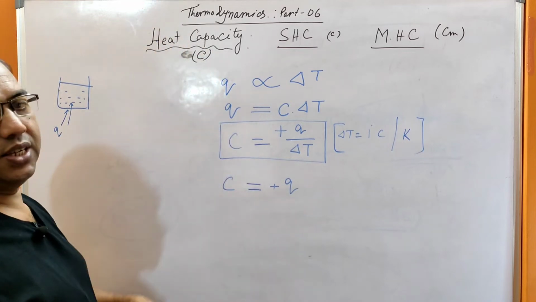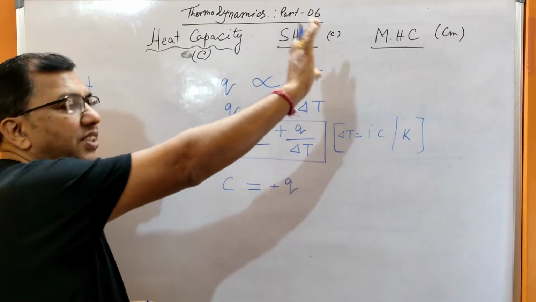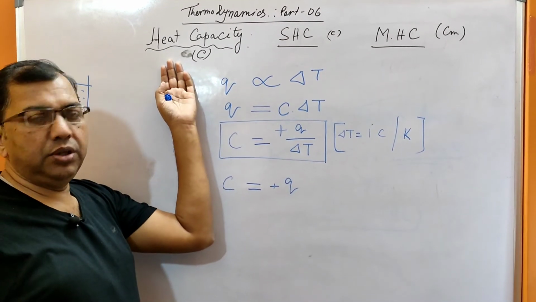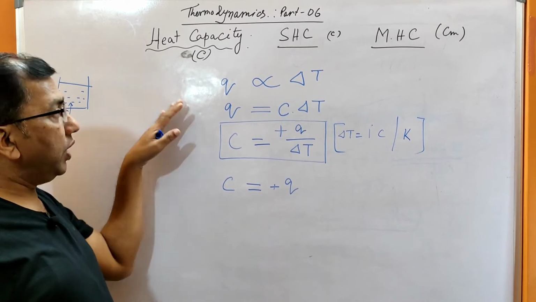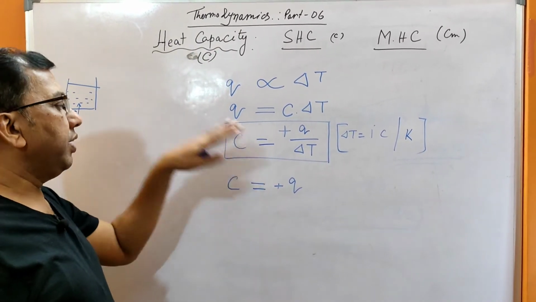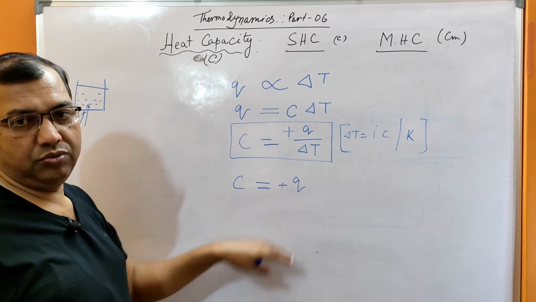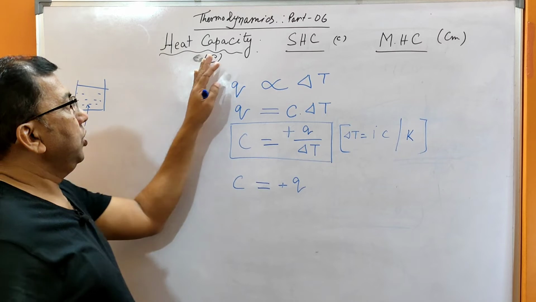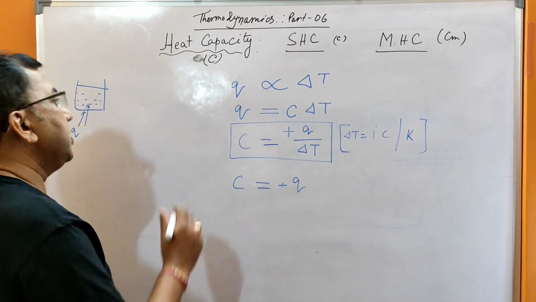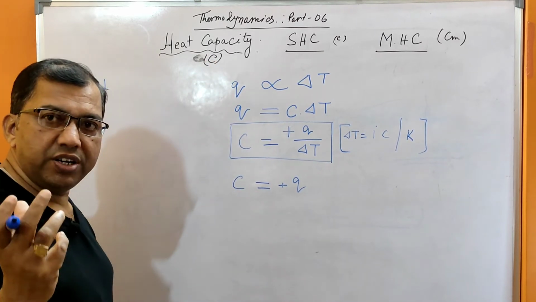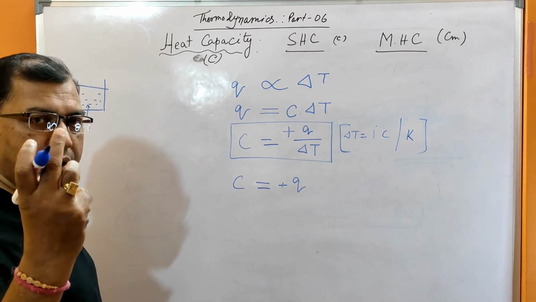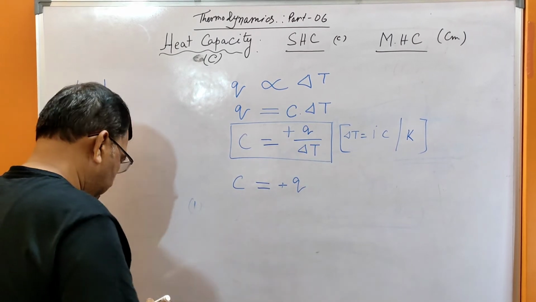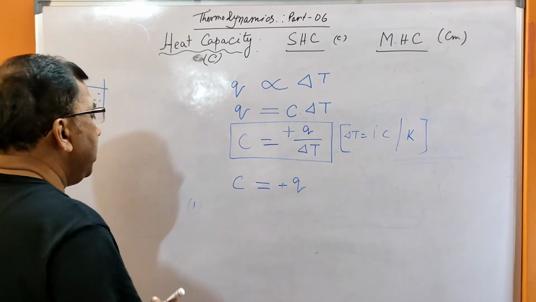Clear? And this definition is useful in all these cases, just only one word will be changed. Heat capacity of the system is the quantity of heat required to raise its temperature by 1 degree centigrade or 1 Kelvin. Now, something about the heat capacity. What we learn from heat capacity is the amount of heat required out here.